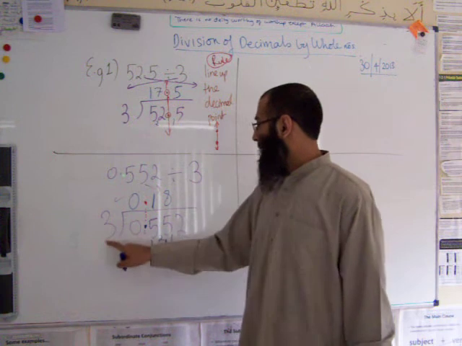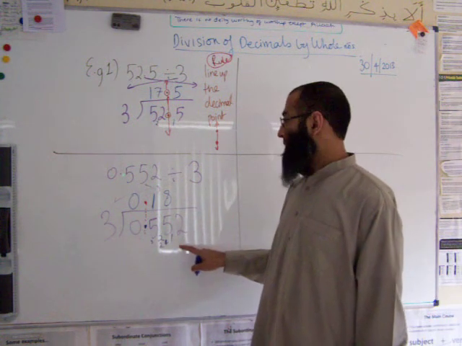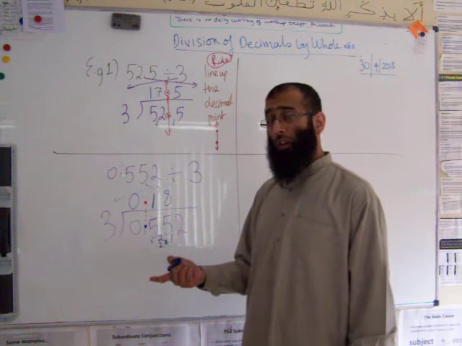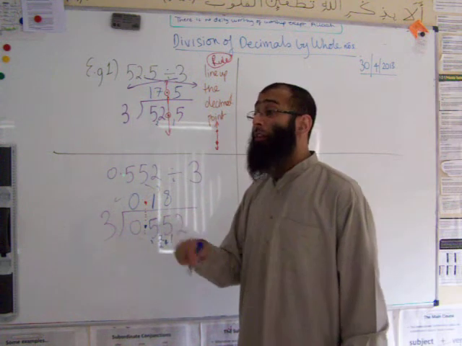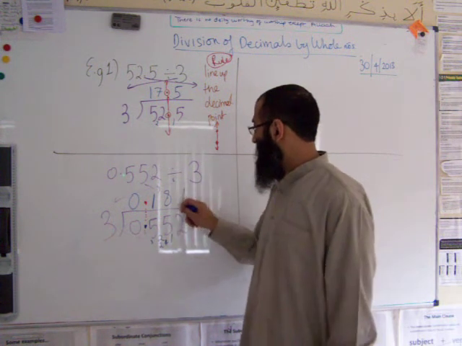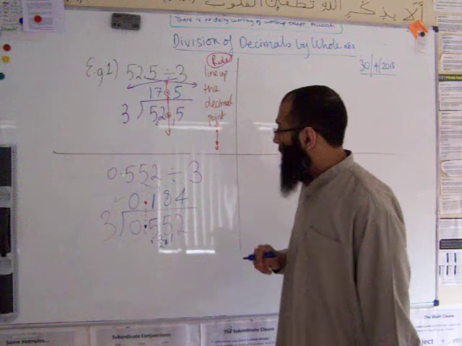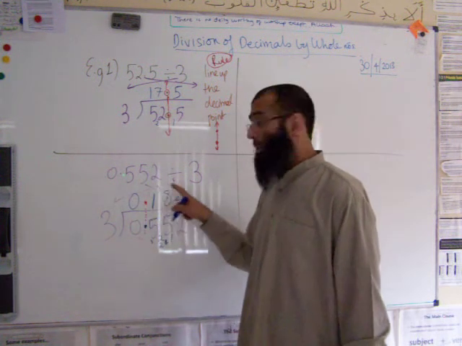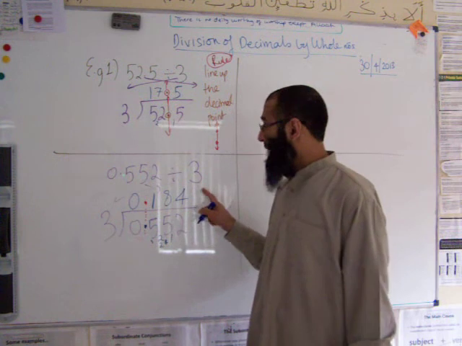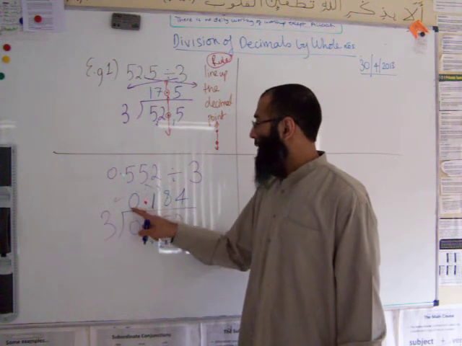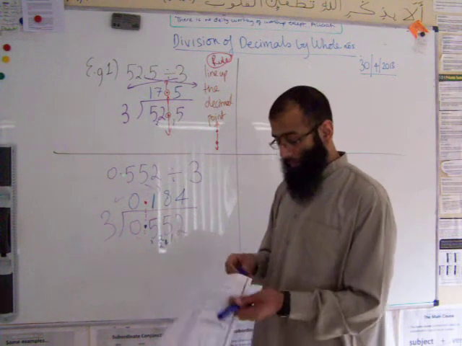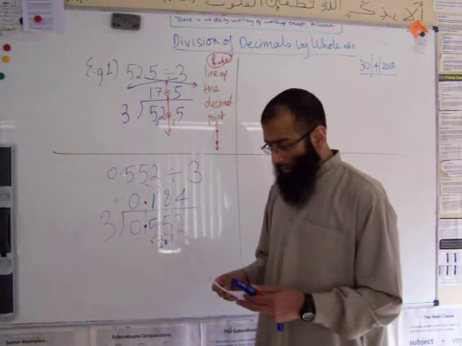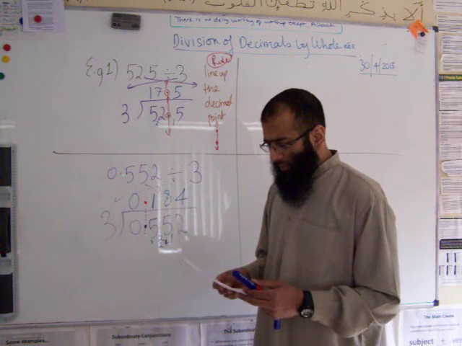Right. So how many 3s will go into 12? 3 times table knowledge again. 3 times a number is 12. 3 times 4. Excellent. MashaAllah. Okay. So the question here is 0.552 divided by 3, and we get an answer of 0.184. Okay. Let's do another example.